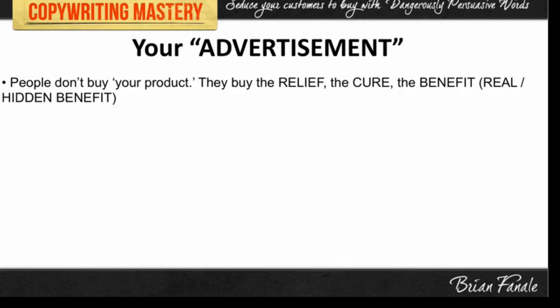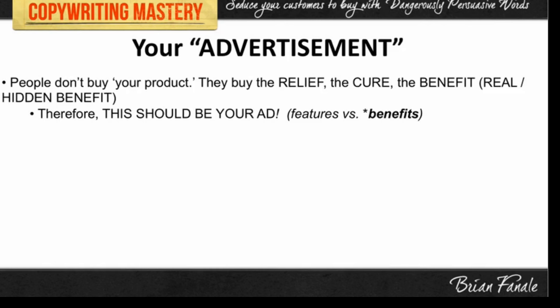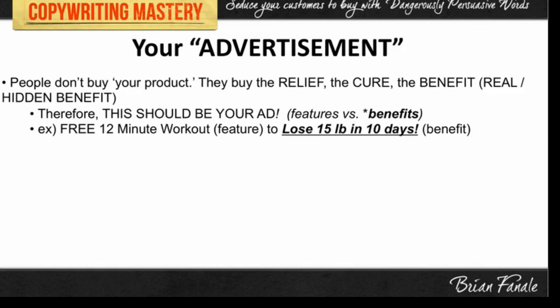People don't buy your product. They buy the relief, the cure, the benefit, and or the real hidden benefit. Therefore, this should be your ad. And this is your capture page headline that you wrote last week. Now, features versus benefits. To keep it simple, the things that you guys have learned already to highlight, underline, bold, italics, and things like that, those are the benefits or the emotions. The emotions, the benefits, or the actions we want them to take, right?